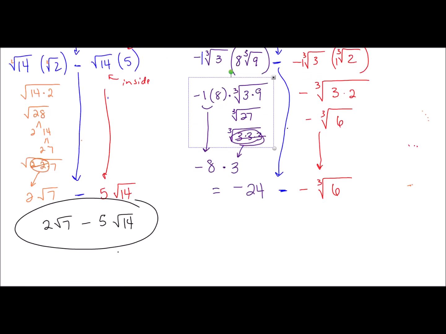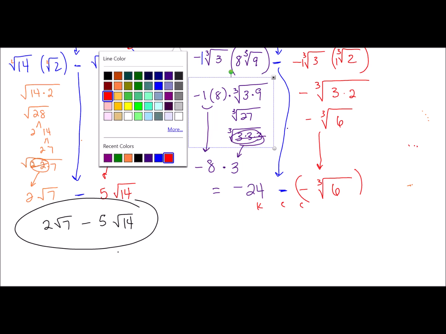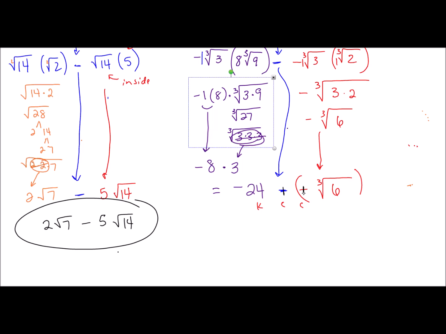Now looking at that, this is negative 24 minus negative cubed root of 6. Remember, with minus and negative, it was keep, change, change. So it's going to stay negative 24. This changes, and that changes. So final answer, negative 24 plus the cubed root of 6. Can't combine anything. One's got a cube root, one doesn't. And that's it.